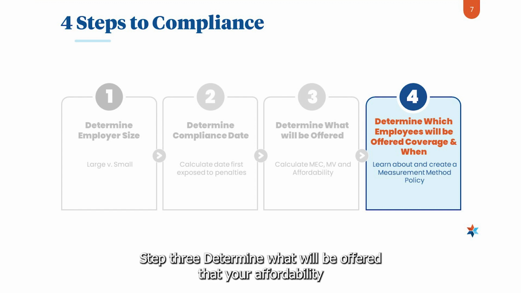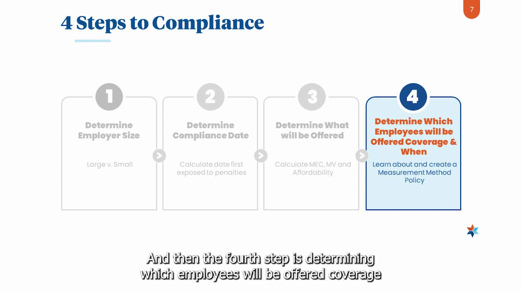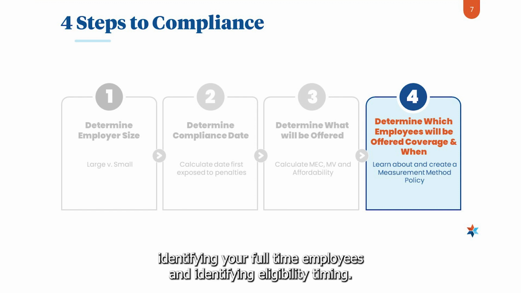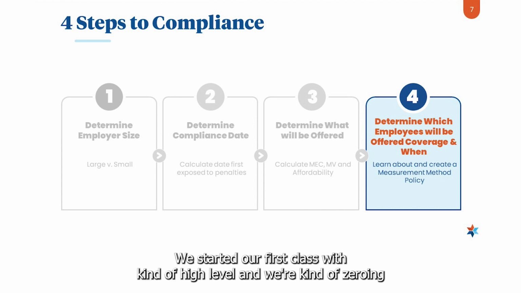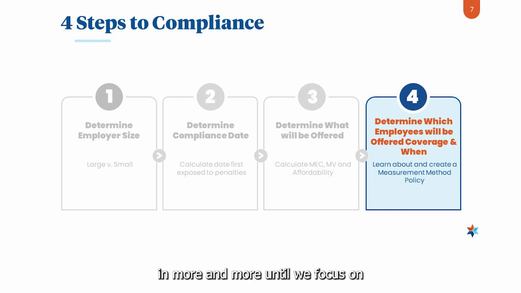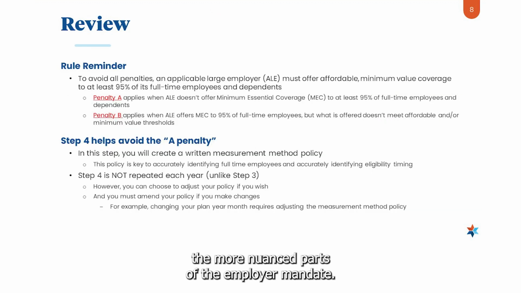Step 3, determine what will be offered. That's your affordability and minimum value checking. And then the 4th step is determining which employees will be offered coverage and when. In other words, identifying your full-time employees and identifying eligibility timing. So the step 4 of the 4 steps is what we're zeroing in on now. So we started in our first class with kind of high level, and we're kind of zeroing in more and more until we focus on the more nuanced parts of the employer mandate.